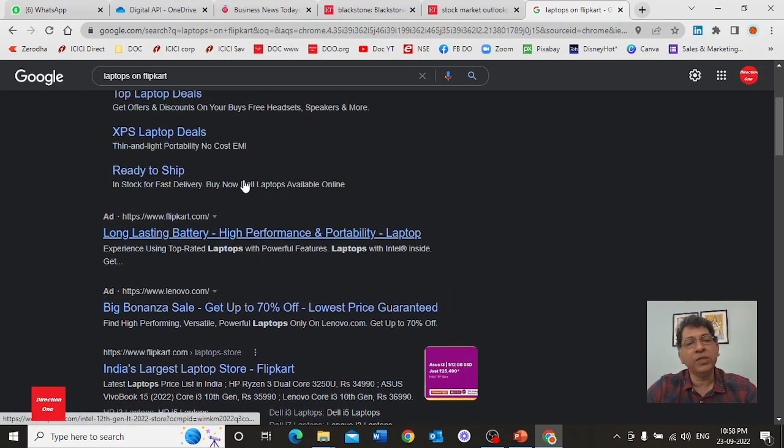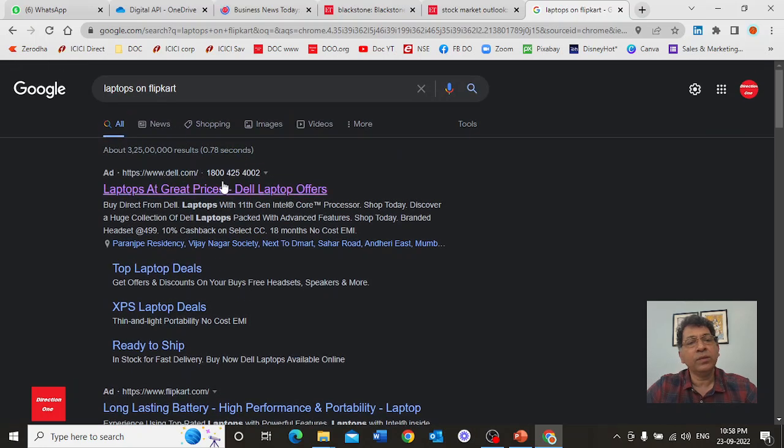Is Flipkart being charged for this ad? Is Dell being charged for this ad? Well, take a pause and think of the answer. All right, now let's look at this. Is Lenovo being charged for this ad? As of now, no. Why?